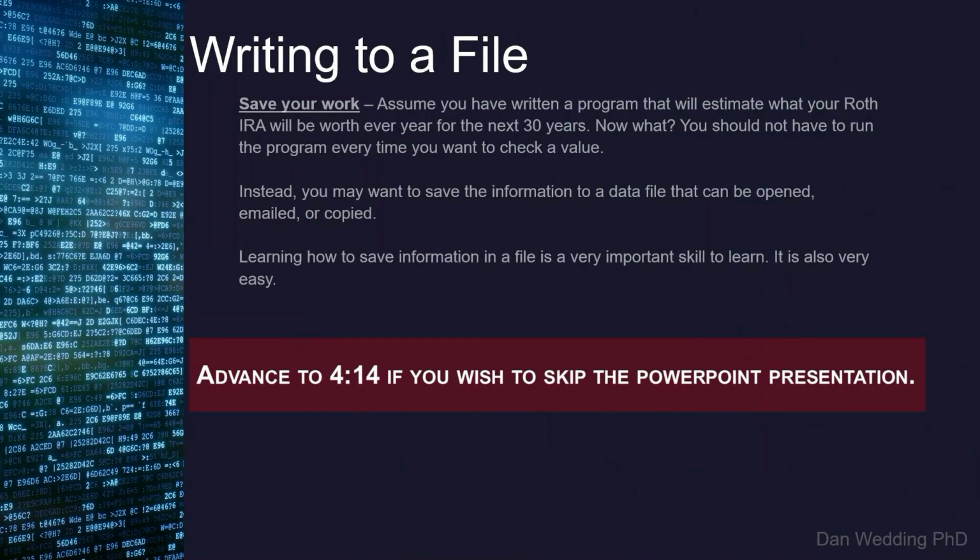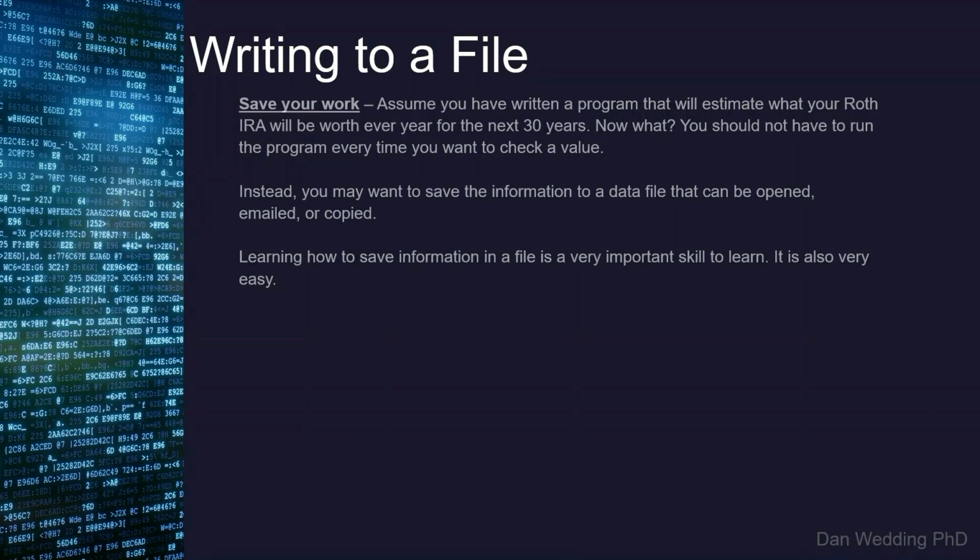Assume you've written a program that will estimate what your Roth IRA will be worth every year for the next 30 years. Now what? You should not have to run the program every time you want to check a value. Instead, you may want to save the information to a data file that can be opened, emailed, or copied. Learning how to save information in a file is a very important skill to learn. It is also very easy.